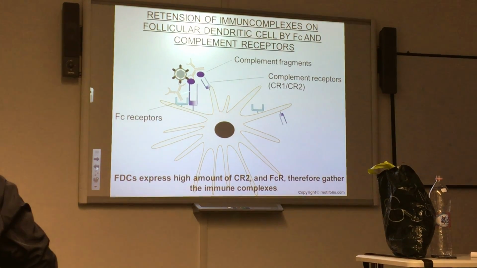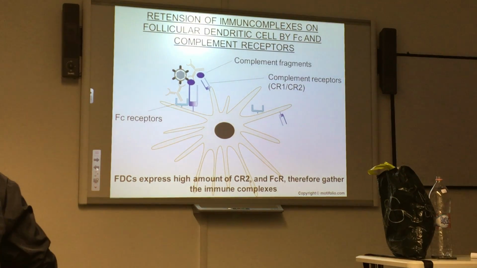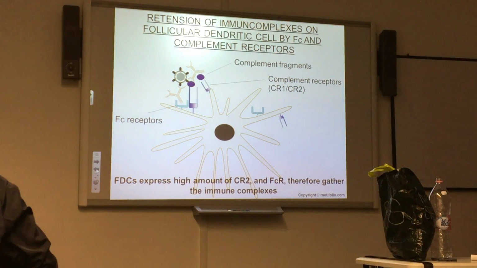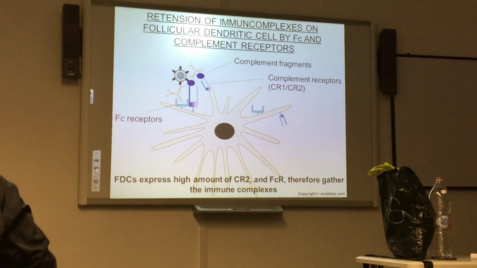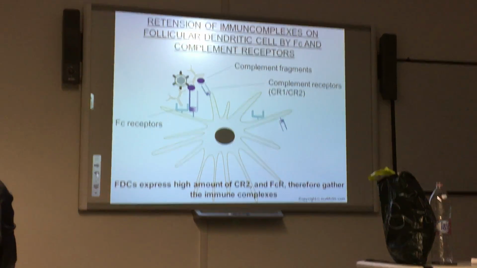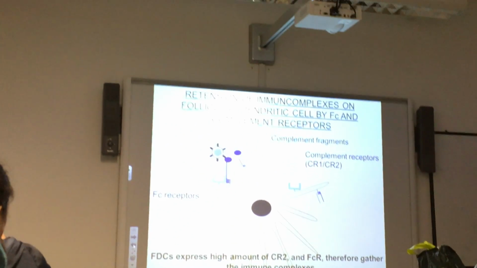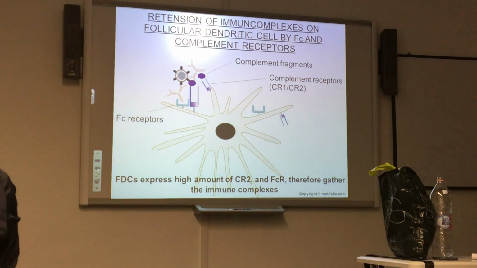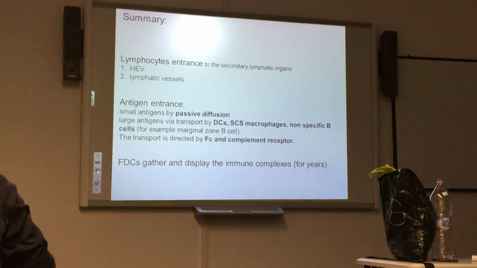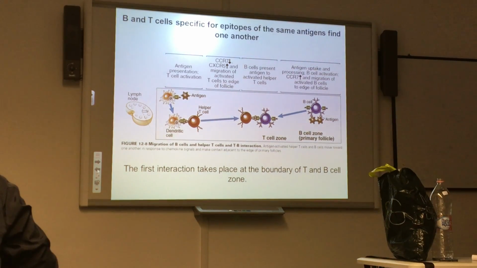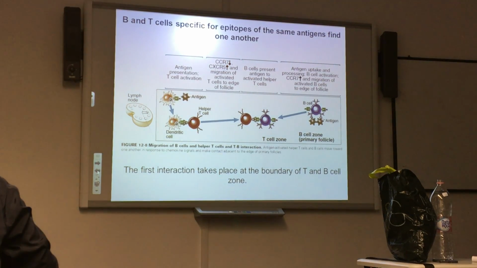Yes, these are the receptors on the FDCs. When these cells with enough affinity can bind this complement, so this immune complex, they will get this immune complex from the surface of FDCs and will activate it, but it's pre-activation because they need also T cell activation.